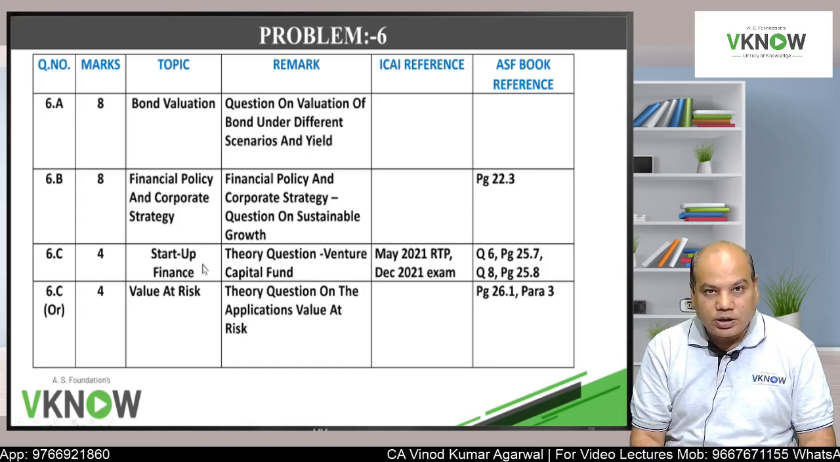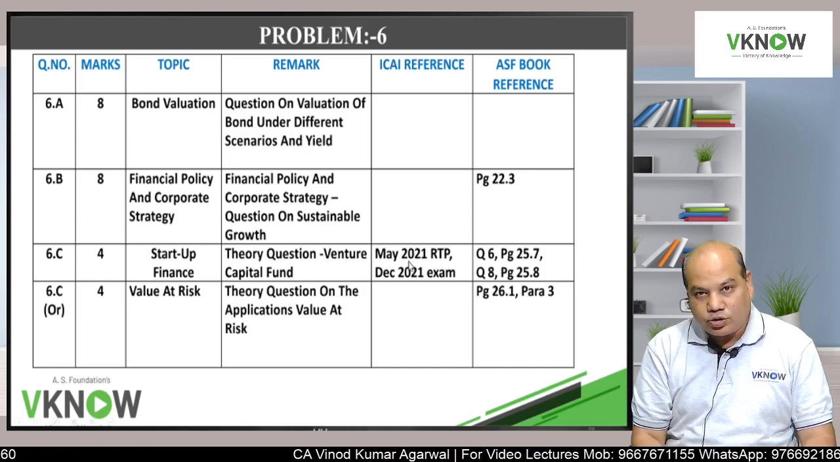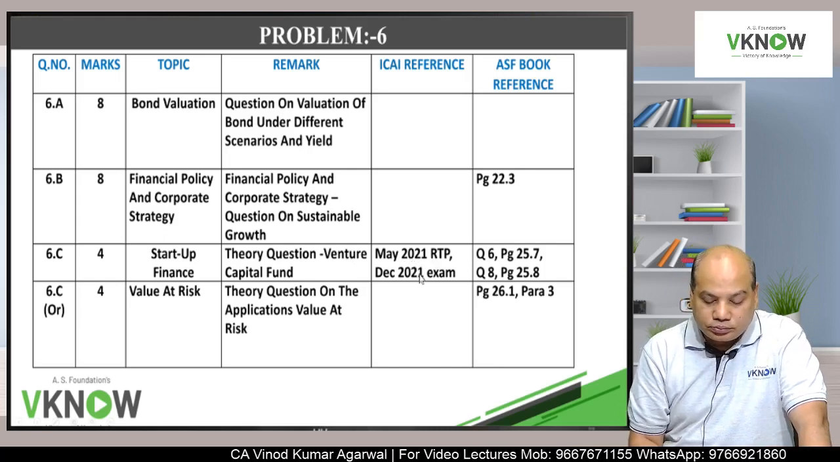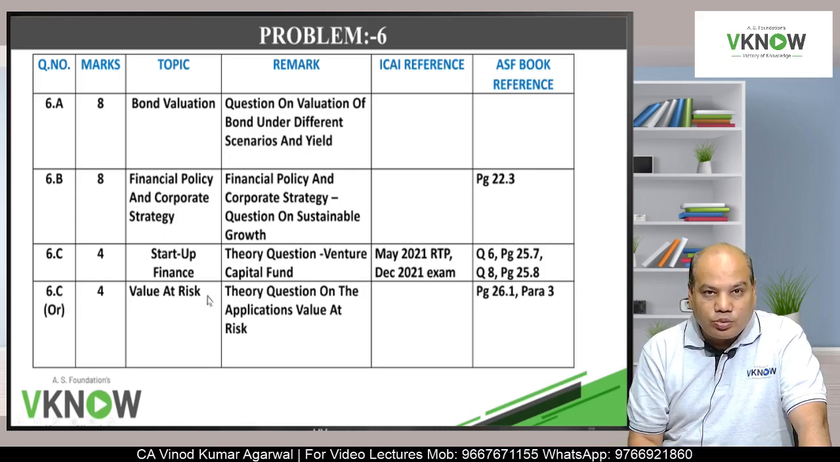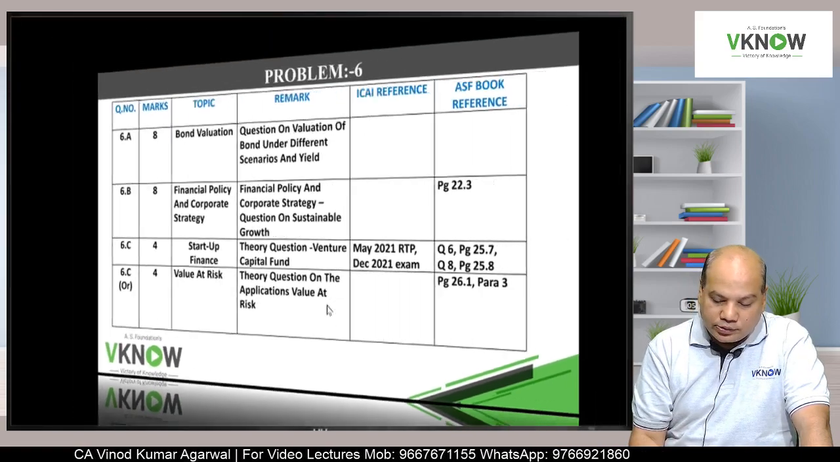Question 6C was again a theory question where you have to write a note on venture capital fund. They have asked the same question in May 21 RTP and December 21 exam. And in question number 6C, you had a choice between these two. Value at risk, you have to just write a theory question on application of value at risk.